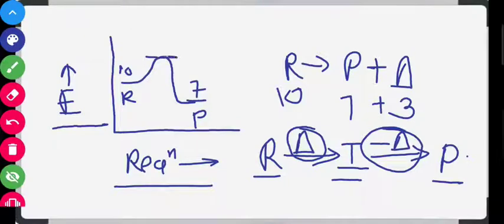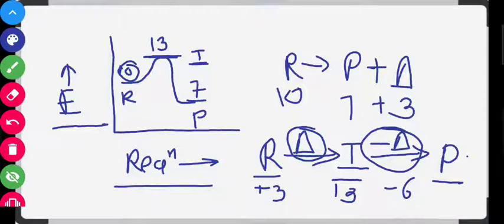So let us assume this is the intermediate's energy. Let us say it is 13 points. So in the simple reaction, we have to add 3 points of energy into the reactant. Now the reactant's energy is already 10 points. So 10 plus 3, that means the intermediate will have 13 points of energy, and it will lose 6 points of energy afterward, and then it will convert into a 7 point energy containing product.